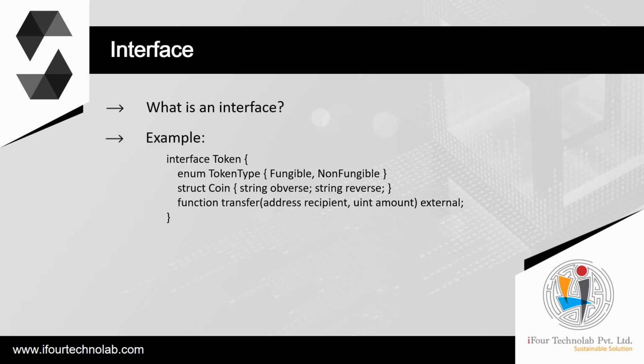Interfaces are limited to what the contract ABI can represent, and the conversion between the ABI and an interface should be possible without any information loss. Interfaces are denoted by the interface keyword as illustrated in the example. Contracts can inherit interfaces as they would inherit other contracts.